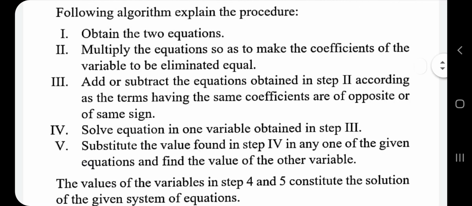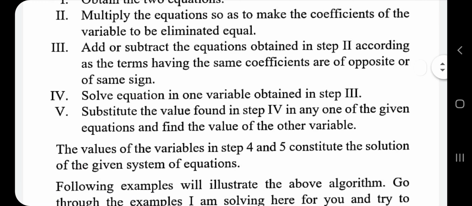We have already discussed step 3: add or subtract the equations obtained in step 2 according as the terms having the same coefficients are of opposite or of the same sign. If the equated coefficients are of the same sign, then we subtract the two equations, and if they are of opposite sign, then we add. Step number 4: solve the equation in one variable obtained in step 3.